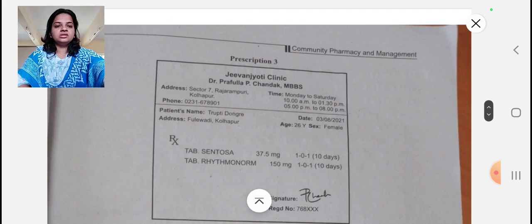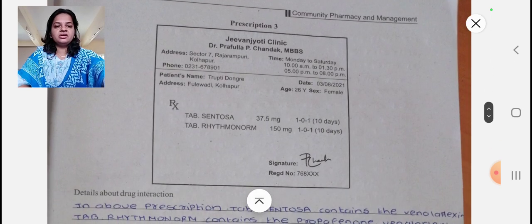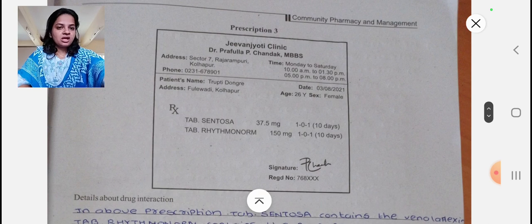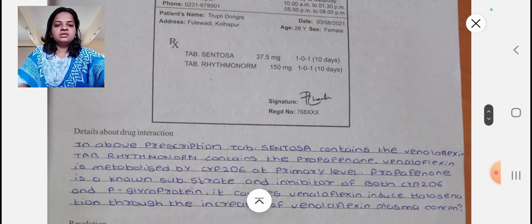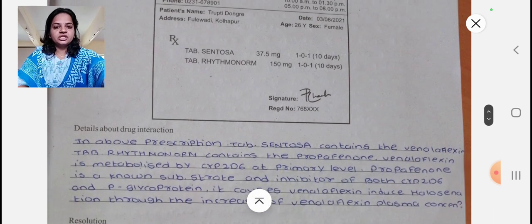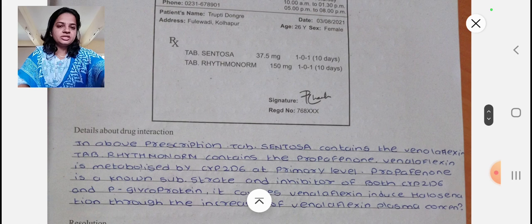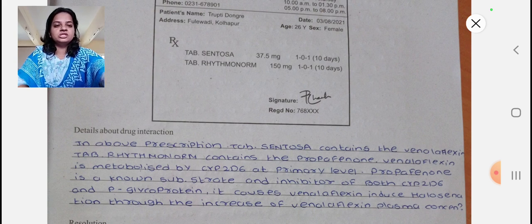Then now see, prescription 3 is there, that is tab Sentosa and tab Rythmonorm. Okay. Now see, that is the interaction. So in the above prescription, this tab Sentosa contains the drug venlafaxine, and tab Rythmonorm contains the drug propafenone.